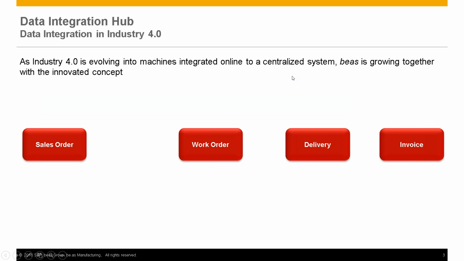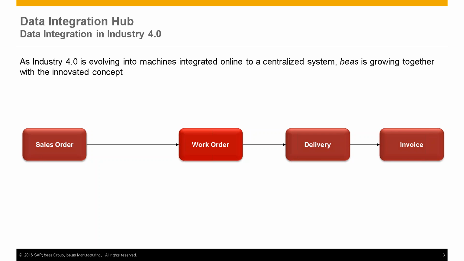If we're going to talk about the Data Integration Hub, first we must go through Industry 4.0. The whole process starts with a sales order. In case we don't have a product to be delivered, we have to make a work order. And then after we produce it, we deliver to the customer, and then we build the delivery.